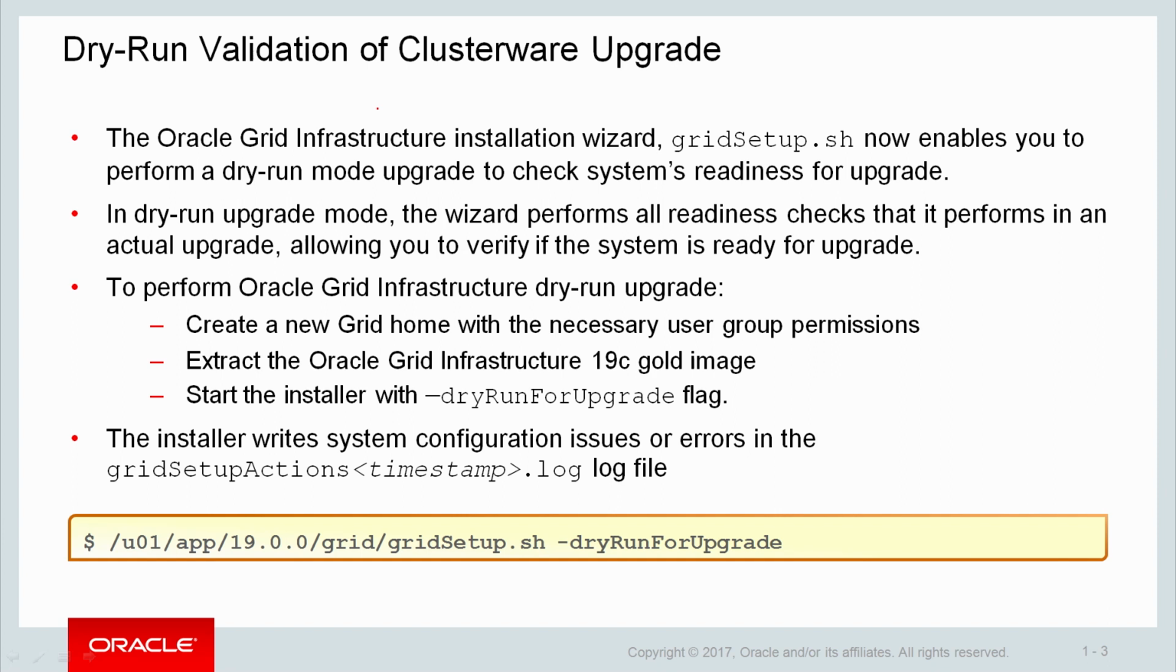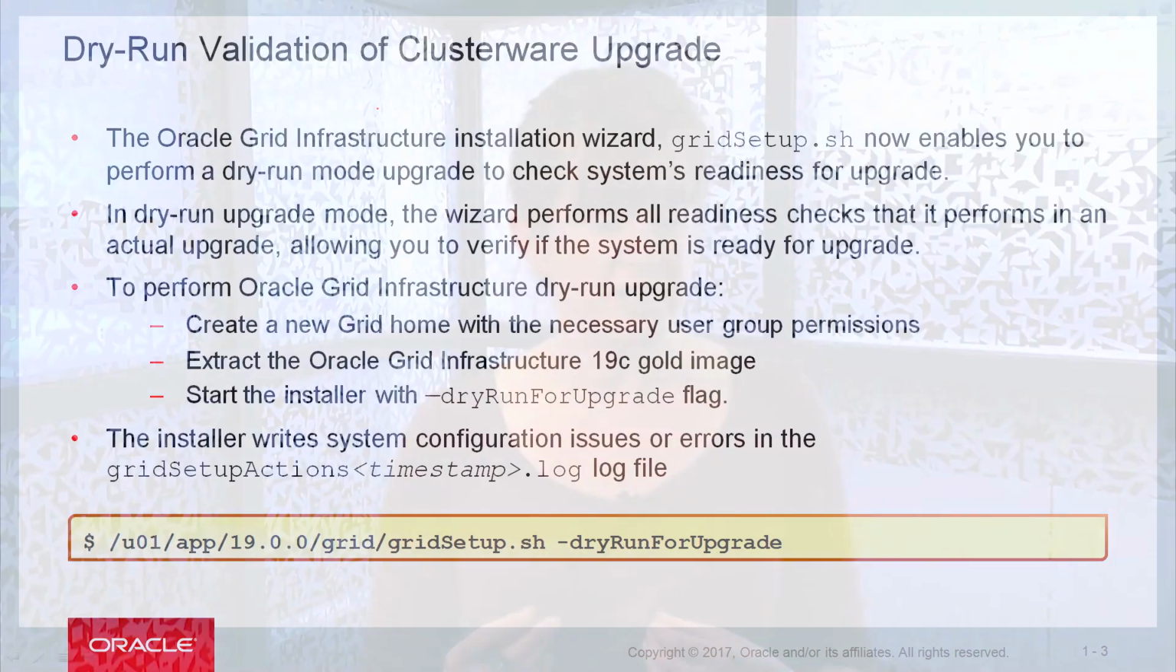So you go through all the steps you would for the upgrade, but you have this dry run for upgrade flag set, which means it doesn't actually do the upgrade, it just does all the checks for you. So in the dry run upgrade mode, the wizard performs all the readiness checks that it performs in an actual upgrade, allowing you to verify if the system is ready for upgrade.